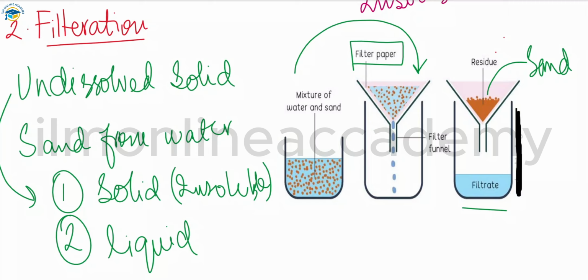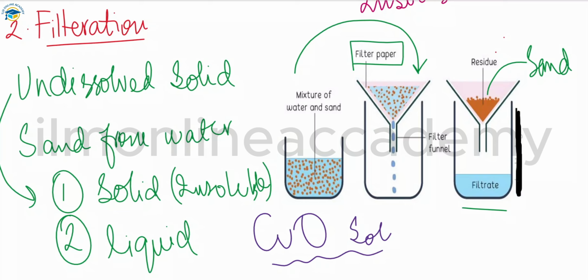Another example of this is if you have copper oxide in water. From the mixture of copper oxide, you have to separate the copper oxide from the water. Water is the filtrate and copper oxide is the residue that's present on the filter paper. So this is how the filtration happens.